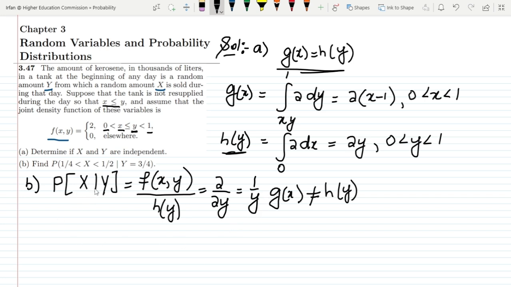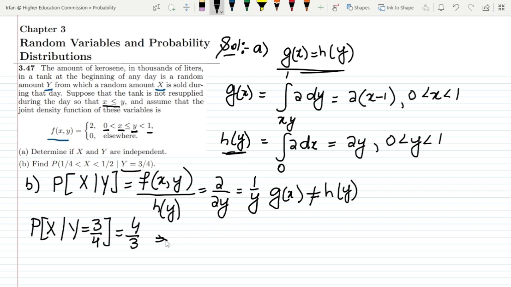Similarly, now putting in values, for x greater than 1/4 and less than 1/2, and y equal to 3/4. So let me first put the value of y here. The probability of x given that y is equal to 3/4 is 1 by y, so putting values here, I will get 4 by 3, which is the value of y here.